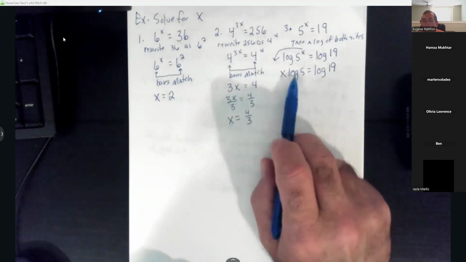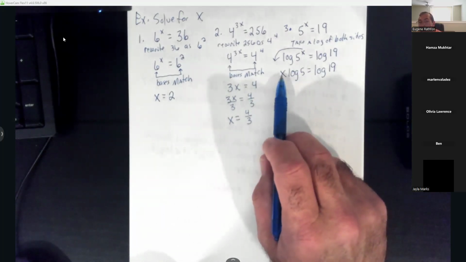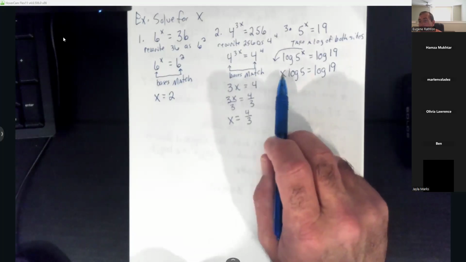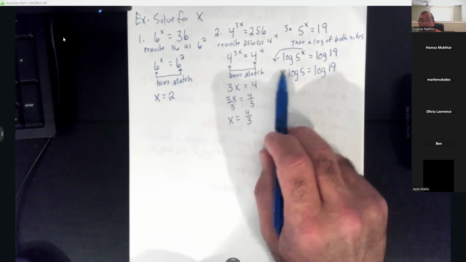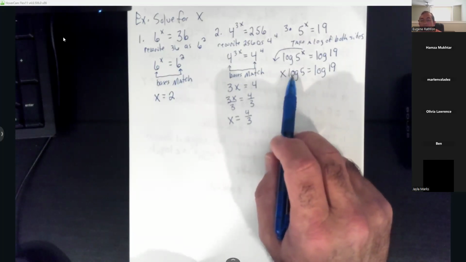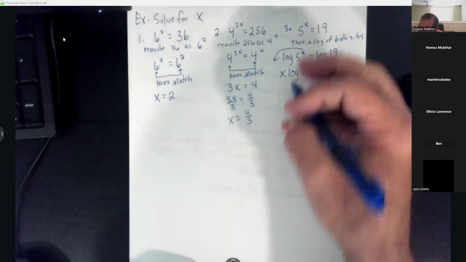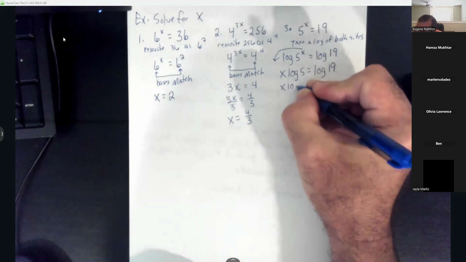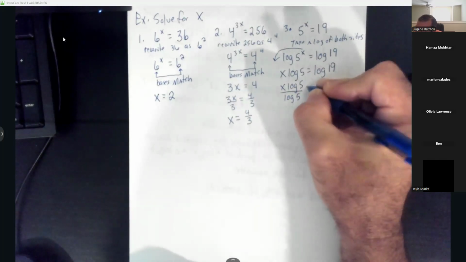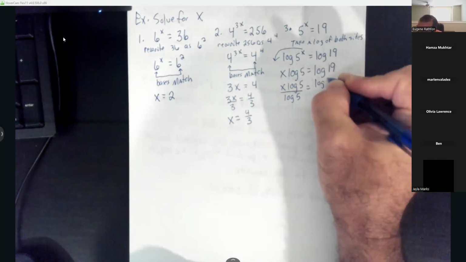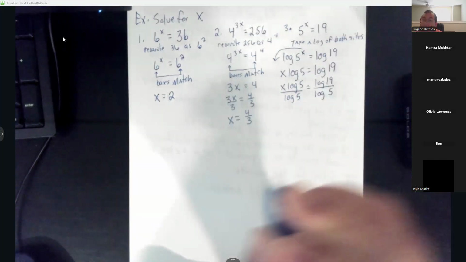Now, y'all remember, although this says log 5, this is really a number. So anytime we had a number by the x, if we wanted to get the x by itself, we divided by that number. So what we want to do on this one is divide both sides by log 5. That'll give me my x by itself, okay? So you're going to bring down x log 5, divide by log 5, and that's going to equal this log 19 divided by log 5.